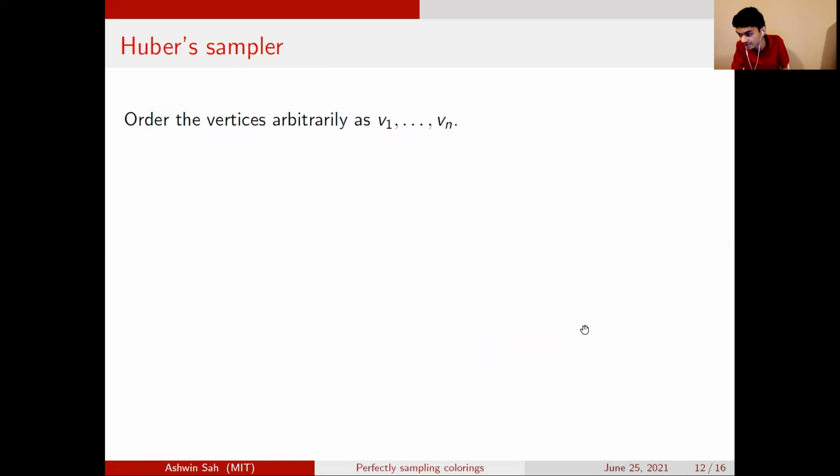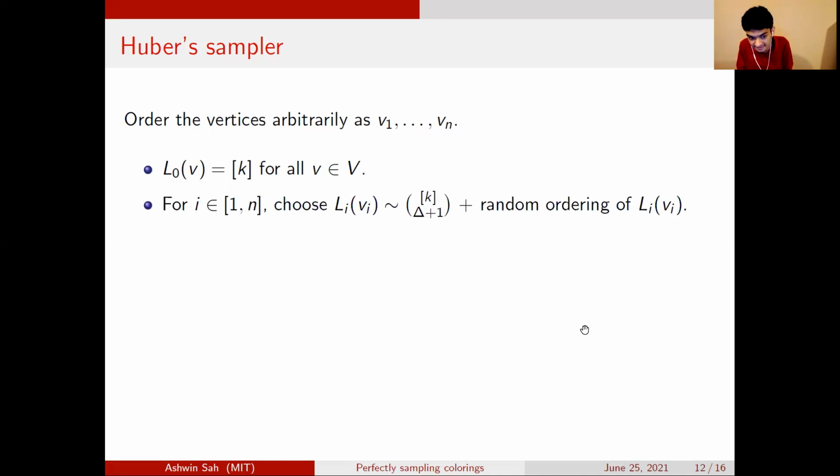So let me quickly describe Huber's sampler. Let's say the vertices are v_1 through v_n. At the beginning of time, the lists are all 1 through k. Then we go through the vertices in order, v_1 up to v_n, and we update each list to be a uniformly random set of size delta plus 1. We also independently sample a random ordering that we're going to use to define the actual update function f_i later. But we'll be able to guarantee that the coloring has each color in one of these lists.